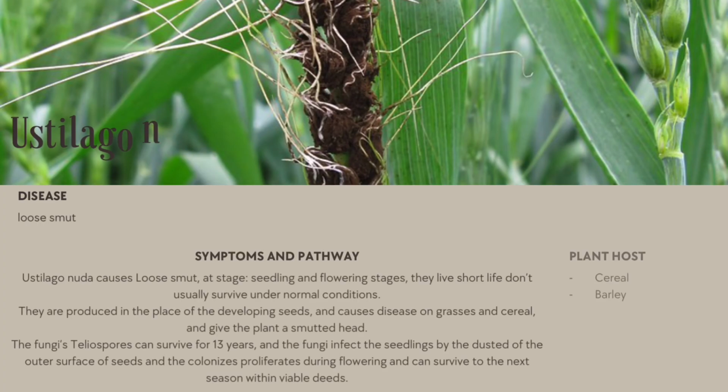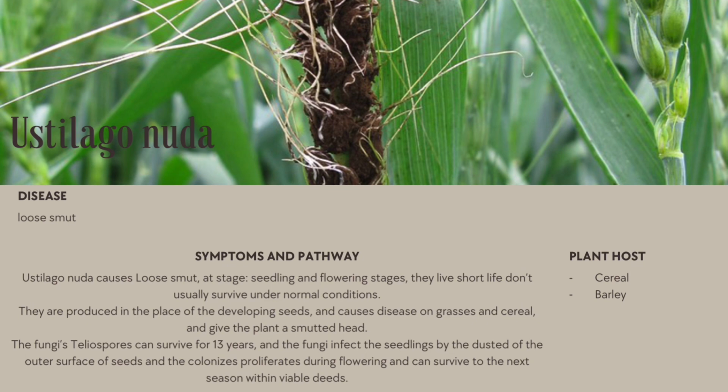Last but not least is Ustilago nuda. It causes the loose smut disease, and it infects cereal and barley plants. Some symptoms and pathways that it undergoes is that it causes loose smut at seedling and flowering stages. They live a short life and don't usually survive under normal conditions.